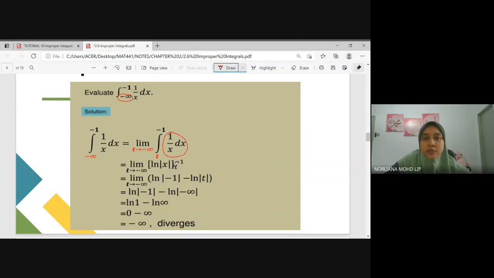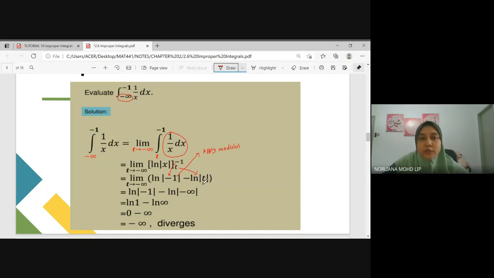Then substitute the interval. Ln negative 1 minus ln t. For ln, if you get ln you must use the modulus here. You must apply the modulus if there is ln. When you integrate 1 over x and get ln, the value inside the ln is put in modulus. So ln of negative 1 minus ln t.